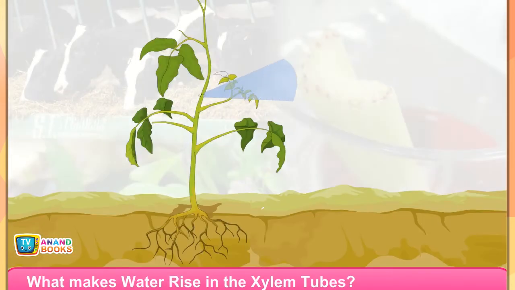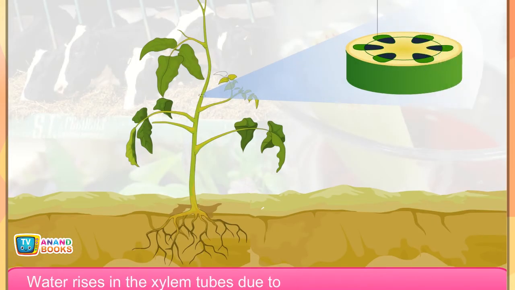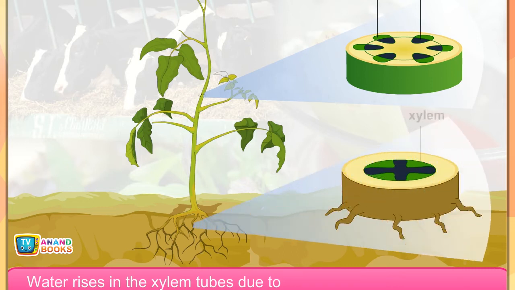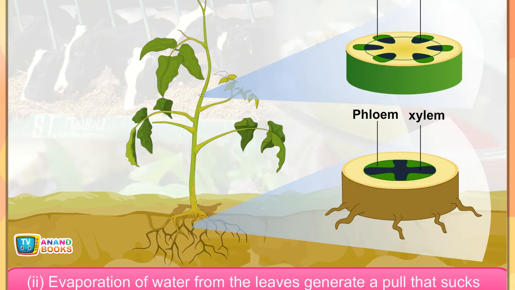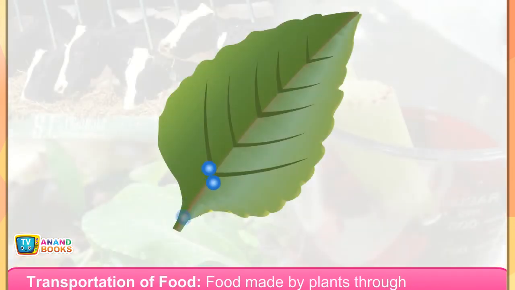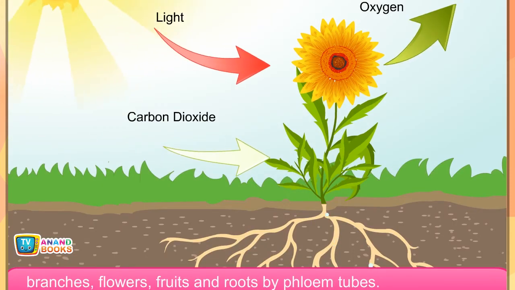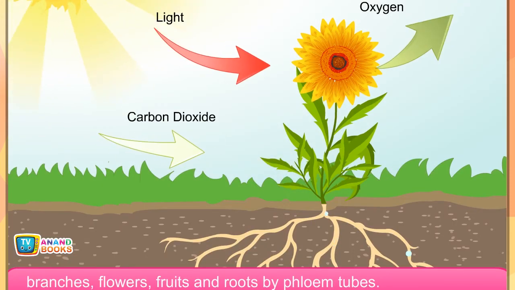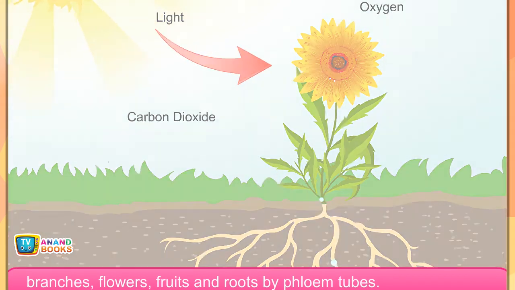What makes water rise in the xylem tubes? Water rises in the xylem tubes due to number 1. Pressure caused by absorption of water from the soil, and number 2. Evaporation of water from the leaves generates a pull that sucks water right up to the tip of a very tall tree. Transportation of food. Food made by plants through photosynthesis is transported to the stem, branches, flowers, fruits and roots by phloem tubes.